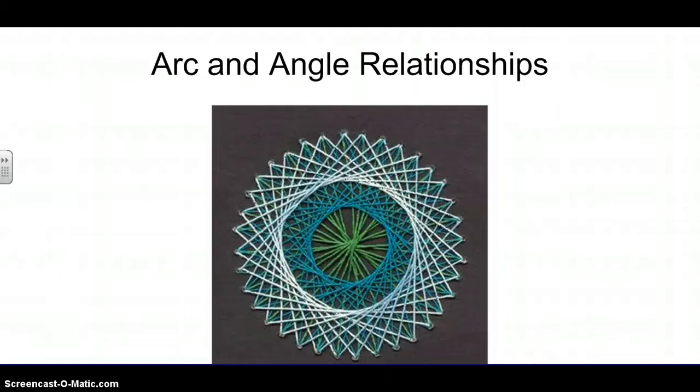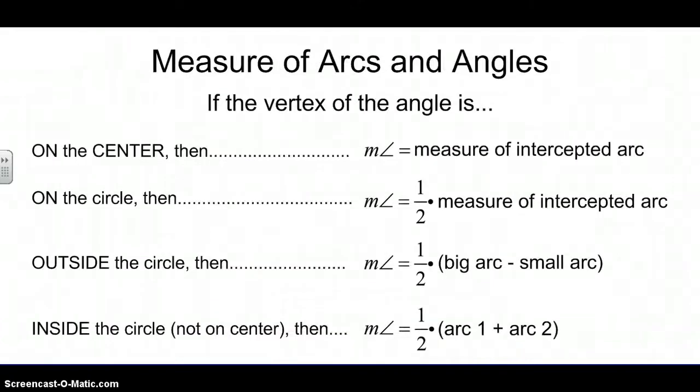Today we're going to learn about arc and angle relationships. This is section 11.5. The first thing that I want you to do is to write down these formulas on your guided notes. If your angle vertex is on the center of your circle, then the measure of the angle is equal to the measure of the intercepted arc. If, on the other hand, your vertex is on the circle itself, then the measure of the angle is equal to half the measure of the intercepted arc.